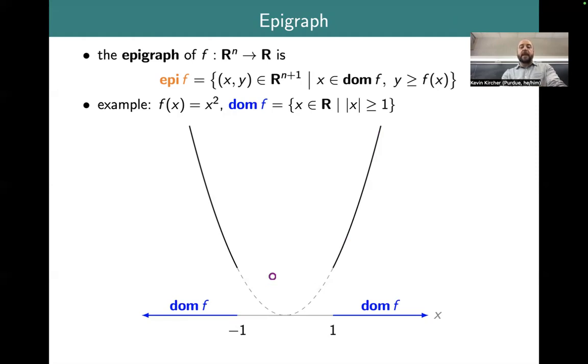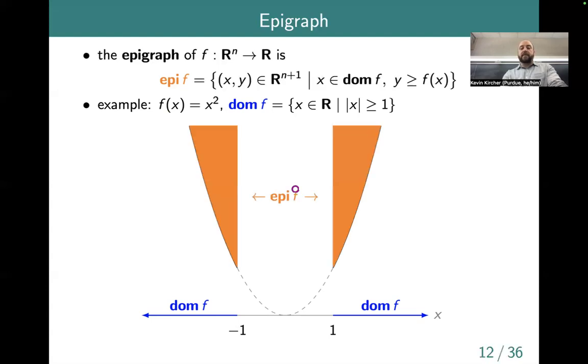Okay. So then the epigraph here is just the set of all stuff for which x is in the domain of the function, so the blue shaded area here, and the stuff is above the graph. So we get these two kind of like wedge regions here. And anything that is in any of the orange area is in the epigraph of the function f.